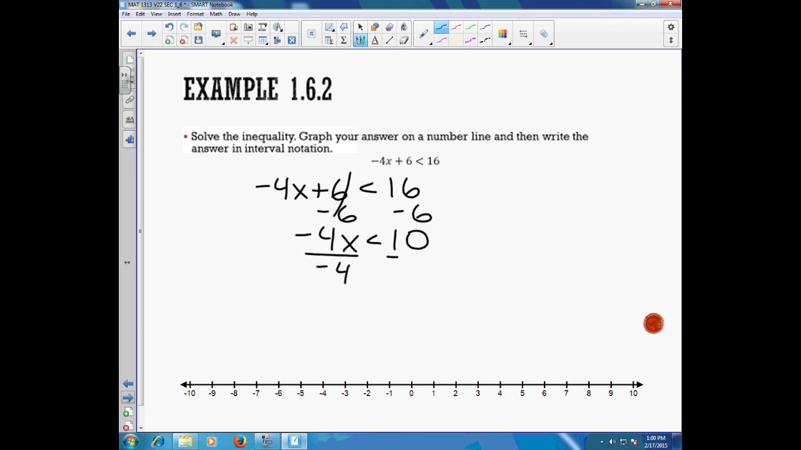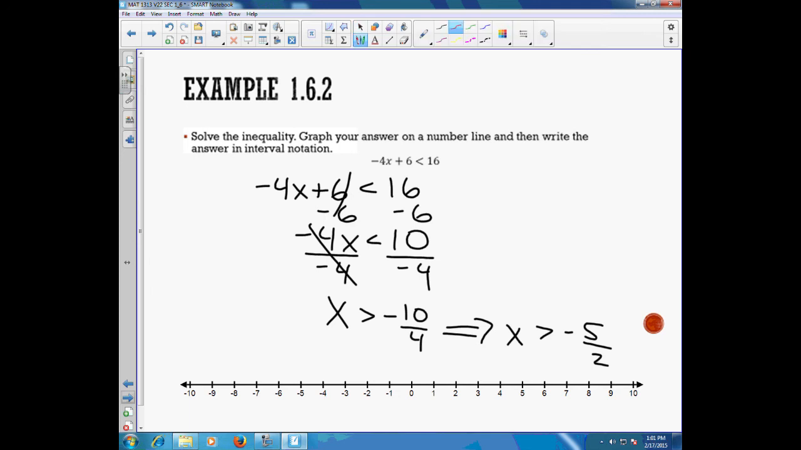Divide by negative 4, but once again, if we divide by a negative number, our inequality flips, and we're going to get x is greater than negative 10 over 4, which is the same thing as x is greater than negative 5 over 2. So that's our solution. Now we want to graph it on the number line.